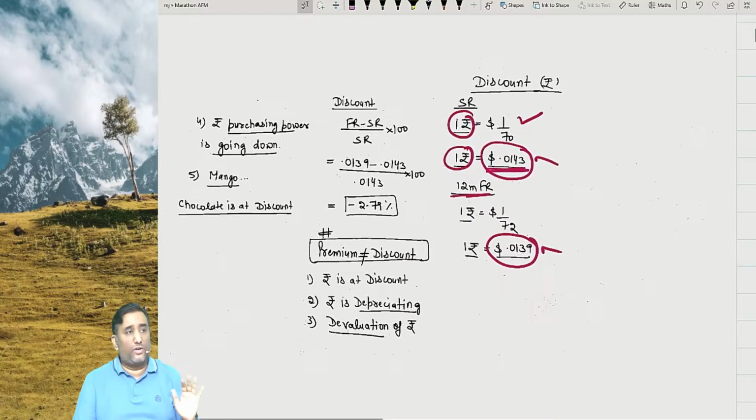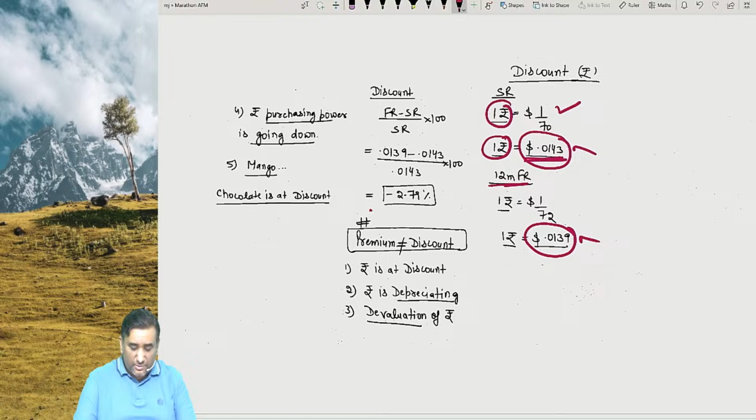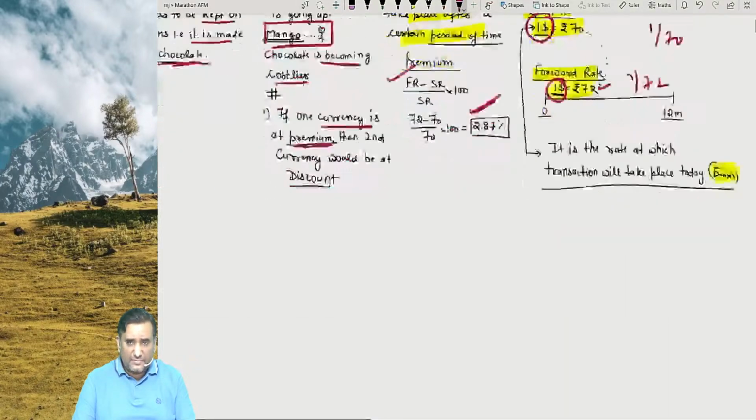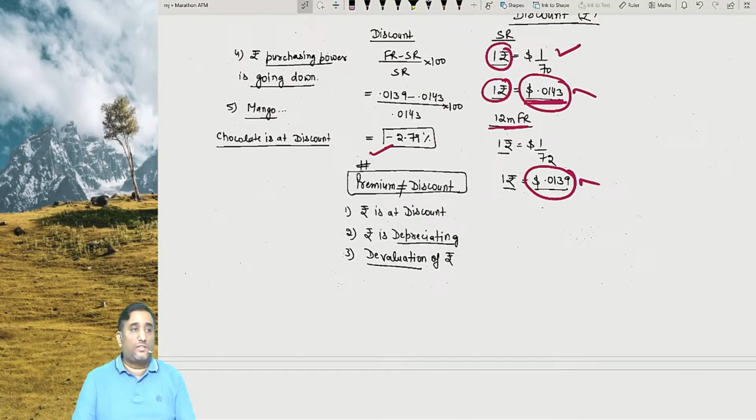Formula will not change: forward minus spot by spot. Minus will represent the discount. Premium will not be equal to discount. The premium was 2.87, which will not be equal to the discount. It's a mathematical paradox you can calculate.